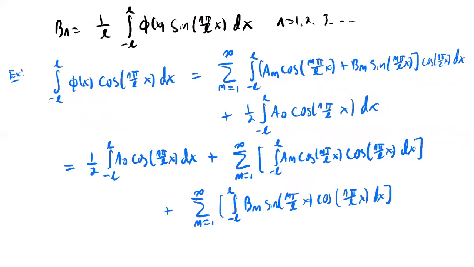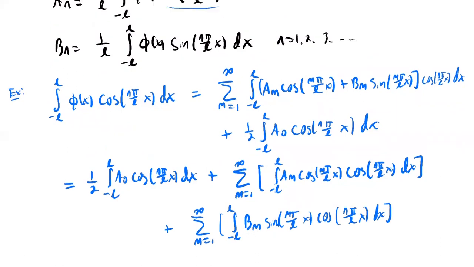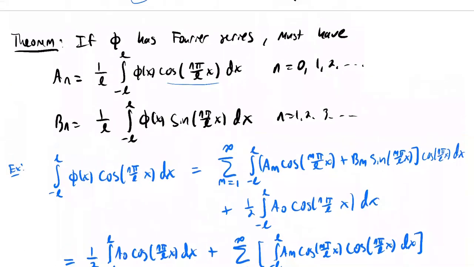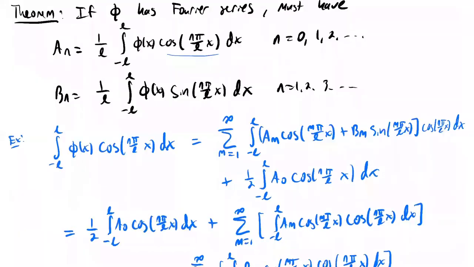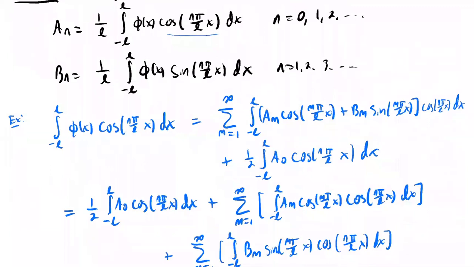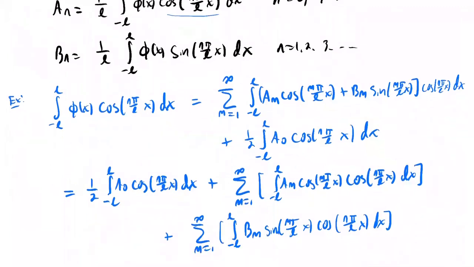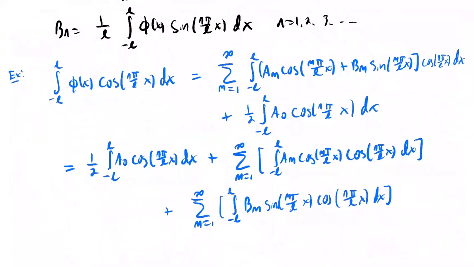Right? So that was kind of long-winded, but all I really did was just plug in. We're assuming phi has this Fourier series, so let's just plug it into this integral, replace phi by that series, and break everything up, and that's all I did here. I didn't do any other math.